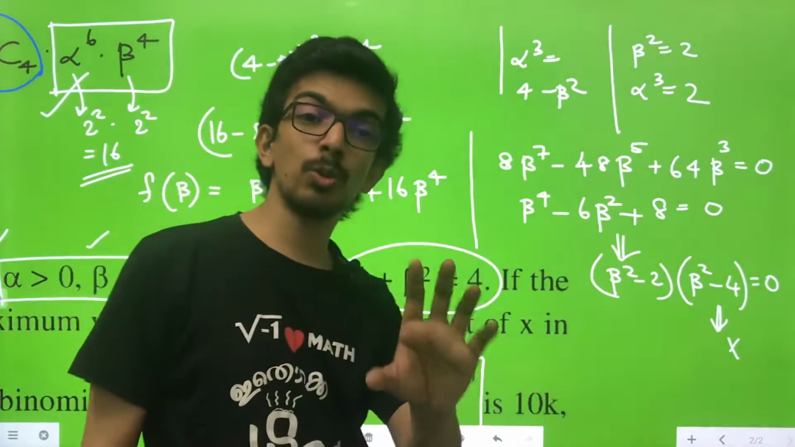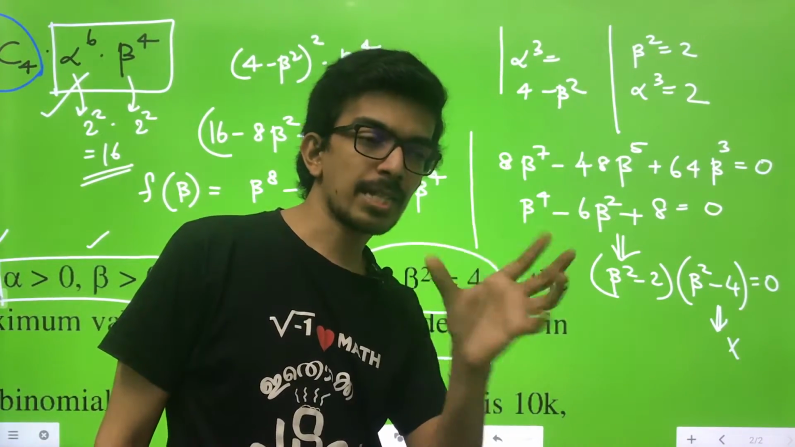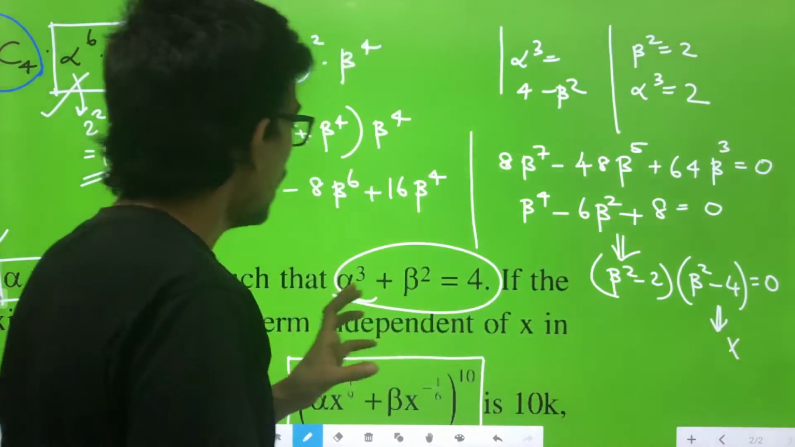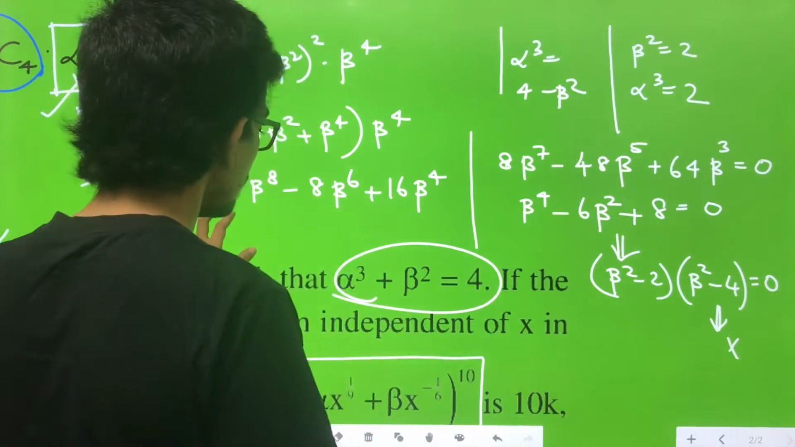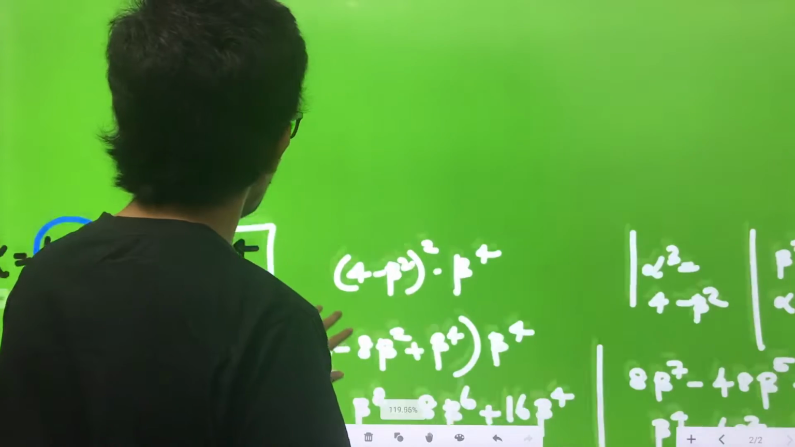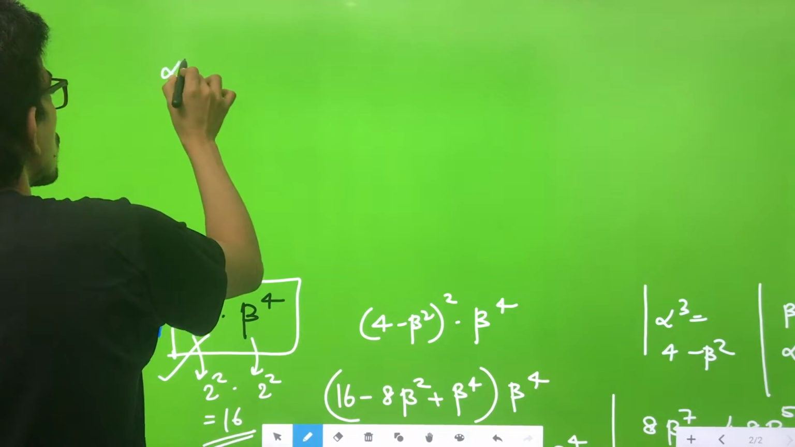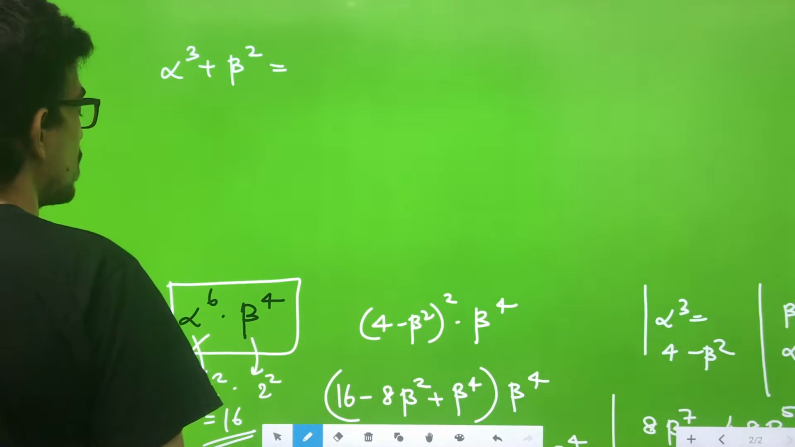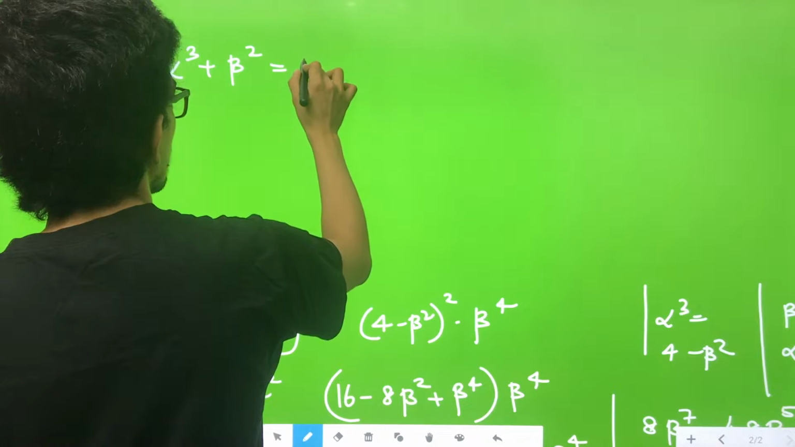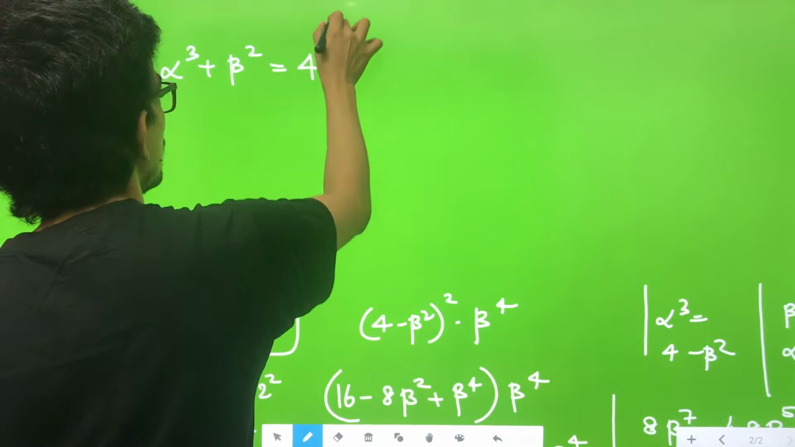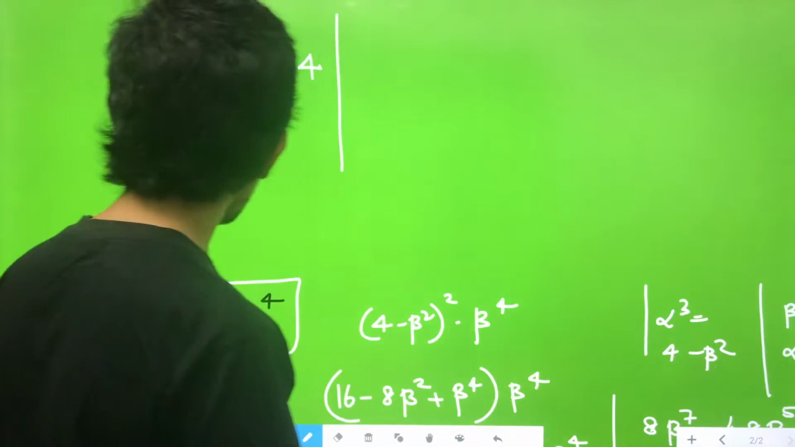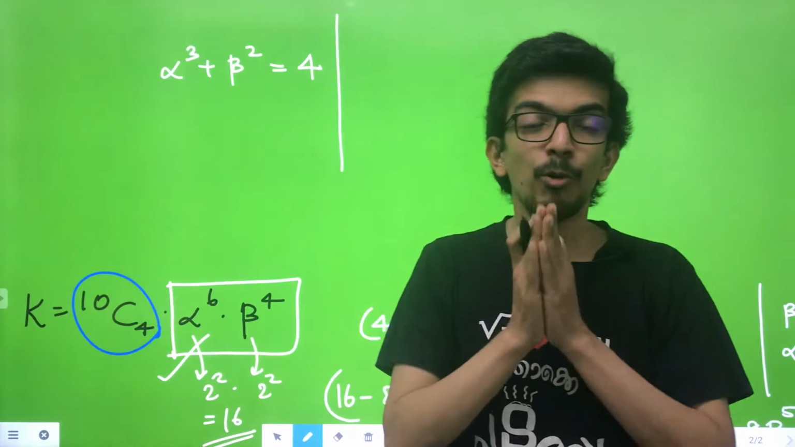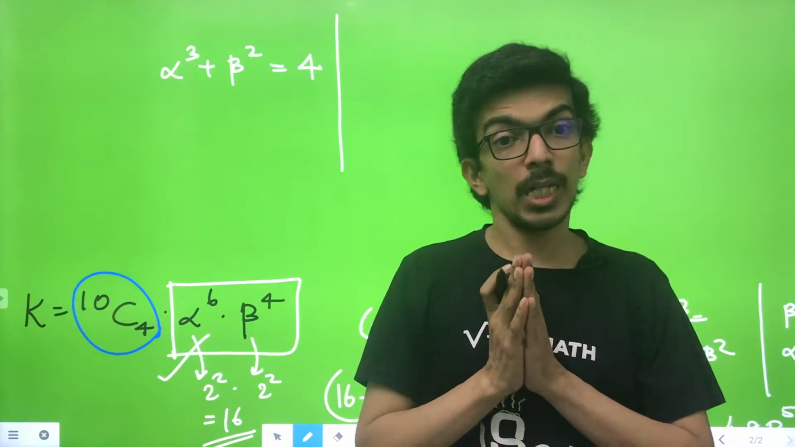So that was one way to maximize that expression. Another way is, let's see. We have alpha cube plus beta square is equal to 4, it is given. And the question talks about alpha raised to 6 into beta power 4. Now I'm going to do a very ingenious method, and that is our AMGM inequality.